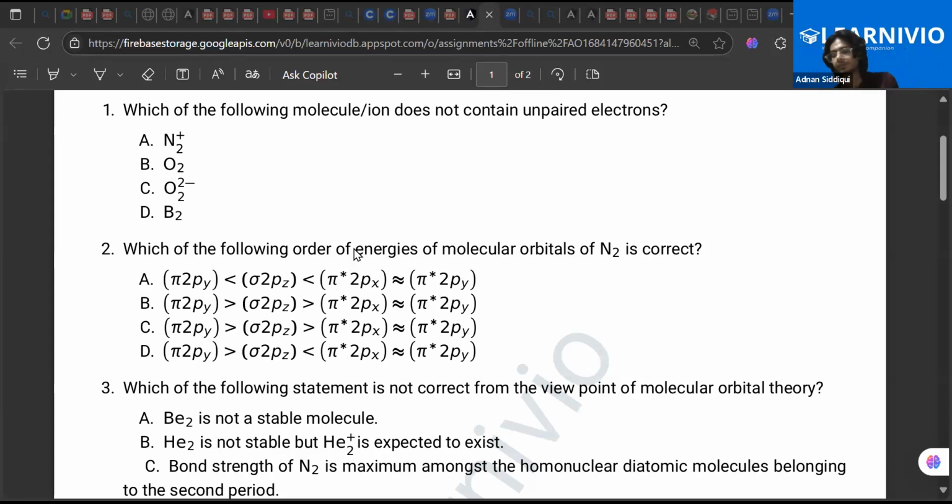The lowest should be pi star. No, wait. You have the entire cheat sheet, right? Use that. No, I'm not using that. I know it. Okay, it's between B and C. Let me check B and C. Okay, wait, B and C are the same.